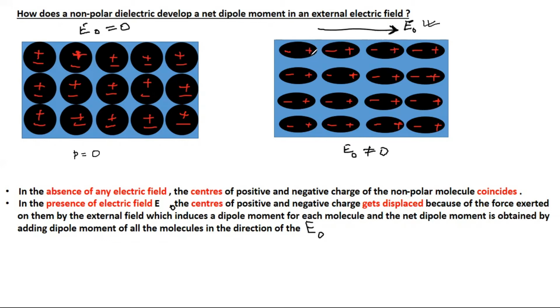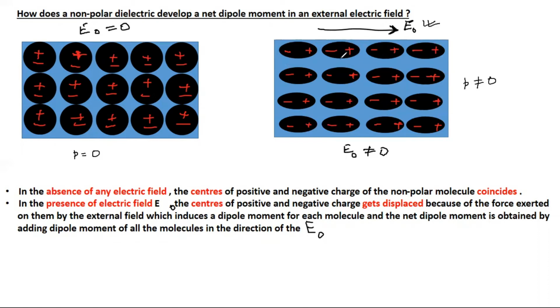And if I want to know the net dipole moment of this dielectric substance, we will just add the dipole moment values of all the molecules inside the non-polar dielectric substance. And now in this case, the dipole moment value will not be 0. We will have a non-zero value there. That means in this situation, the dielectric substance has developed a certain dipole moment value.